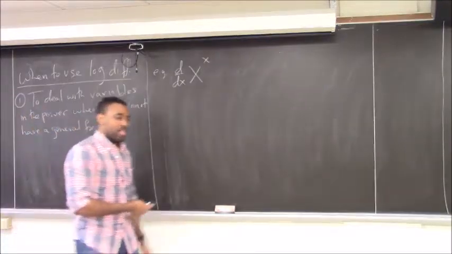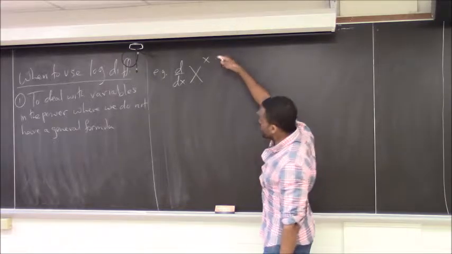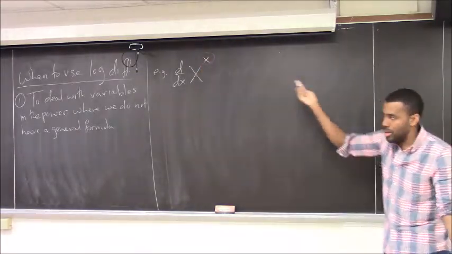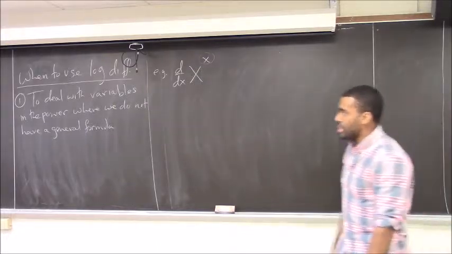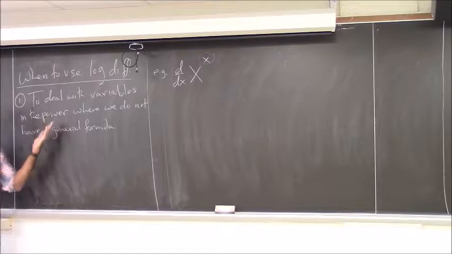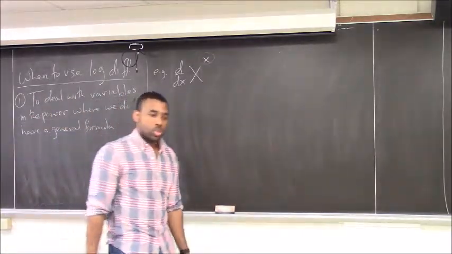The problem is you couldn't use the power rule here because the power is not a constant. You also couldn't use that rule for a to the x because the base is not a constant. So we end up in a weird situation, but still, the power is really what's making it complicated, because if that power was a constant, that would just be the power rule. So if I want to deal with a variable power, log differentiation would be a good choice.